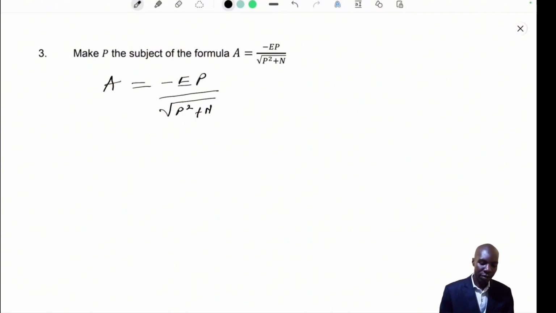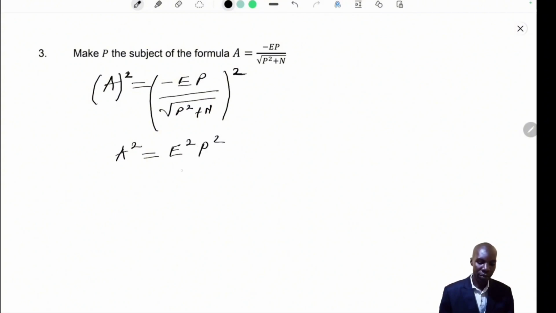We can square both sides to do away with the square root in the denominator. If you square both sides like that, we have got minus ep squared over root of p squared plus n. So this is going to give us a squared should be equal to e squared p squared over p squared plus n.